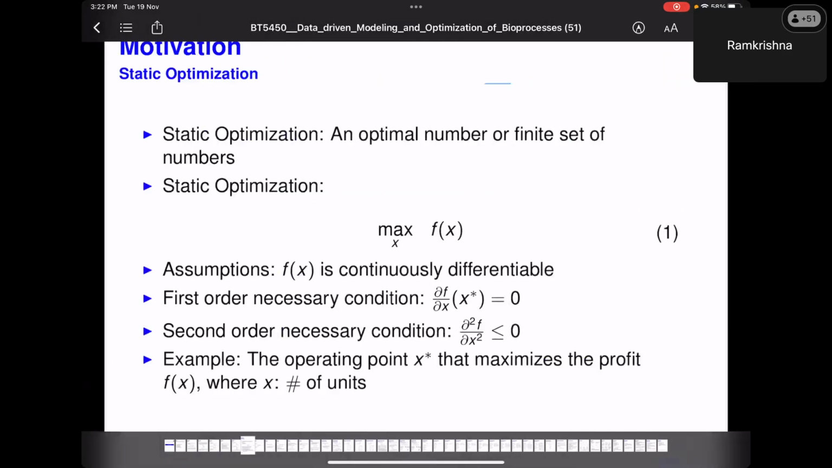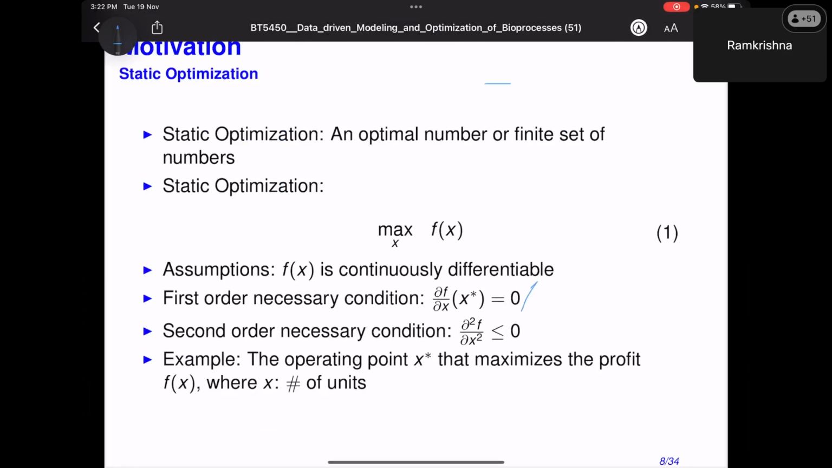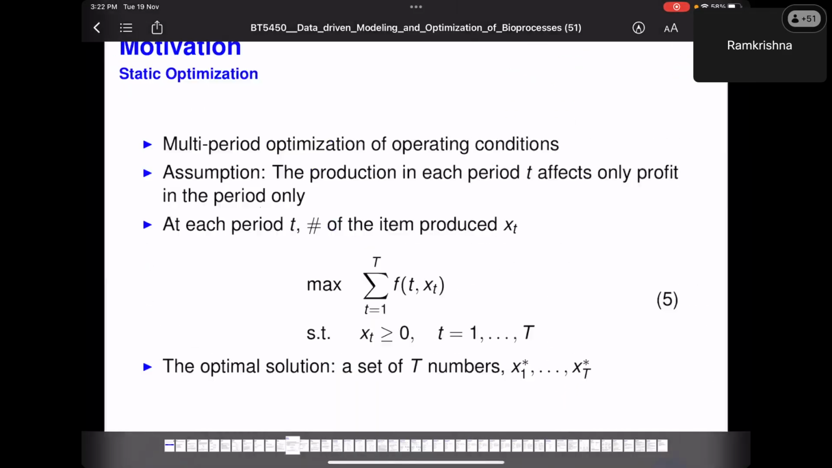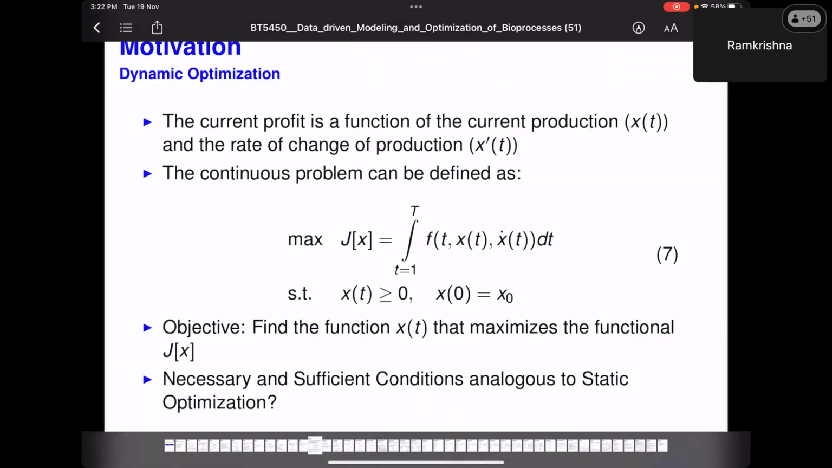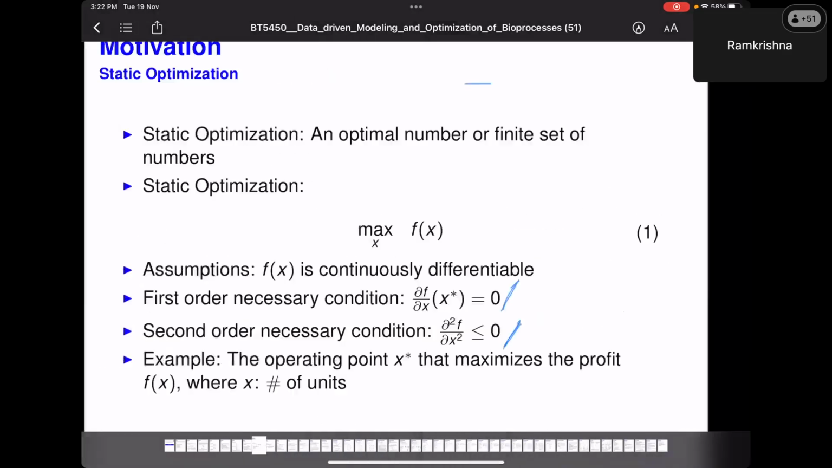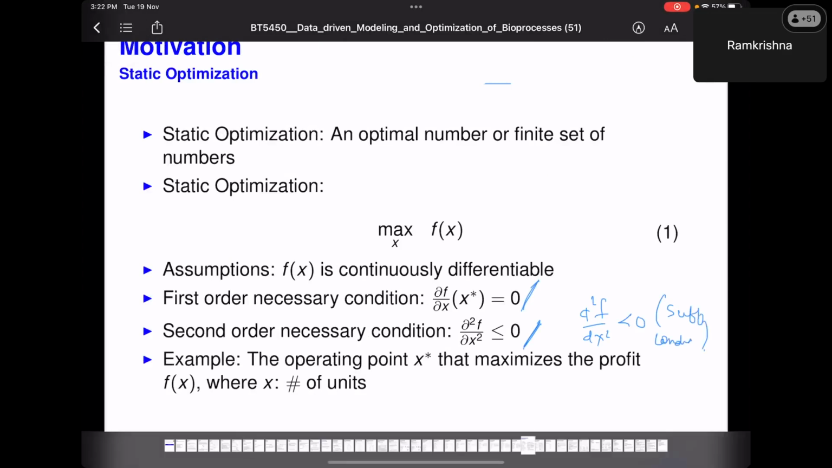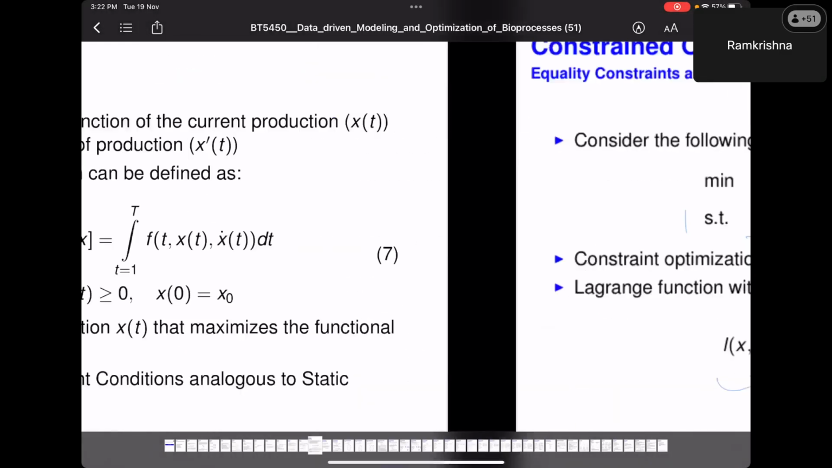Okay, so this was my first order necessary condition for a maxima, and the sufficient condition was of this form. And I also had somewhere the sufficient conditions, where the conditions were simply of the form: if d2f by dx square was strictly less than 0, then this was a sufficient condition. Okay, now what about sufficient conditions for my Lagrangian?